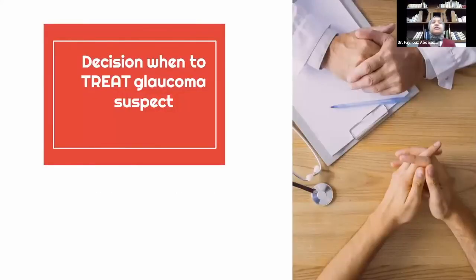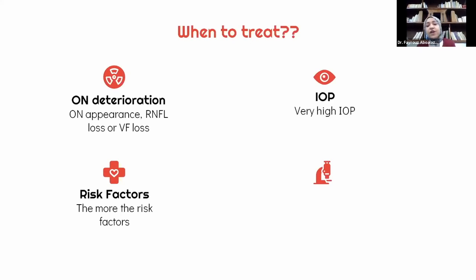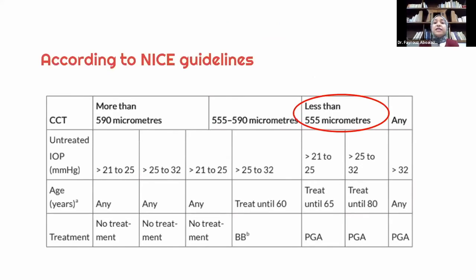Okay, according to the guidelines, the decision to treat a glaucoma suspect patient depends on discovering optic nerve deterioration, the appearance of the optic nerve, the retinal nerve fiber layers, or visual field loss, or the presence of multiple important risk factors, or very high intraocular pressure, or the development of a new visual field defect consistent with glaucoma when repeated. And according to the NICE guidelines, which coincide with our patient who had thin cornea, they decided to treat patients with corneal thickness less than 555 microns only if the pressure is more than 21.